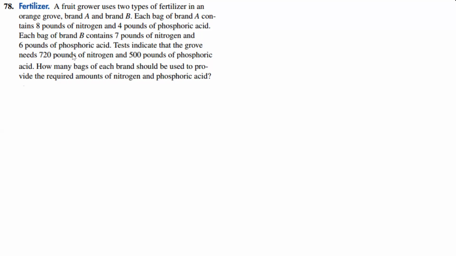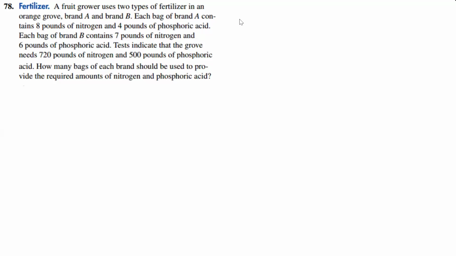Now, tests indicate that the grove needs 720 pounds of nitrogen and 500 pounds of phosphoric acid. How many bags of each brand should be used to provide the required amount of nitrogen and phosphoric acid? All right, so what we have to do is come up with some equations.